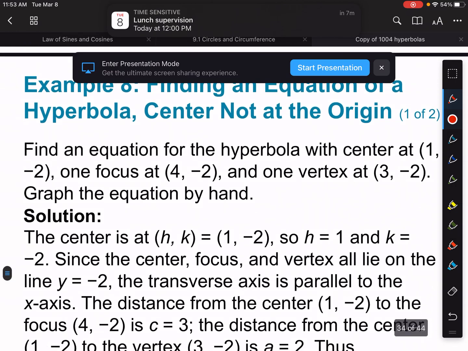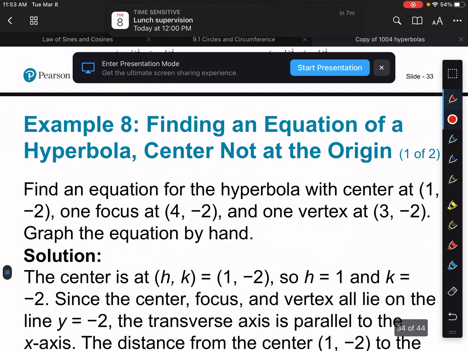Well, let's just do one. Example 8 says find an equation of the hyperbola with center at, well, there it is, 1, negative 2. One focus is at 4, negative 2, so 1, 2, 3, 4, negative 2. And then it says one vertex is at 3, negative 2.